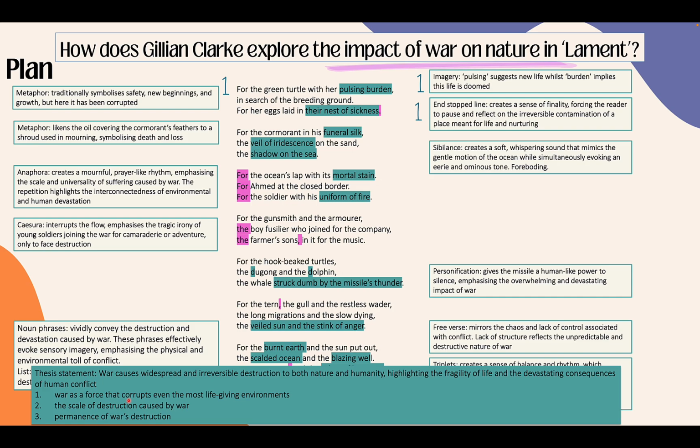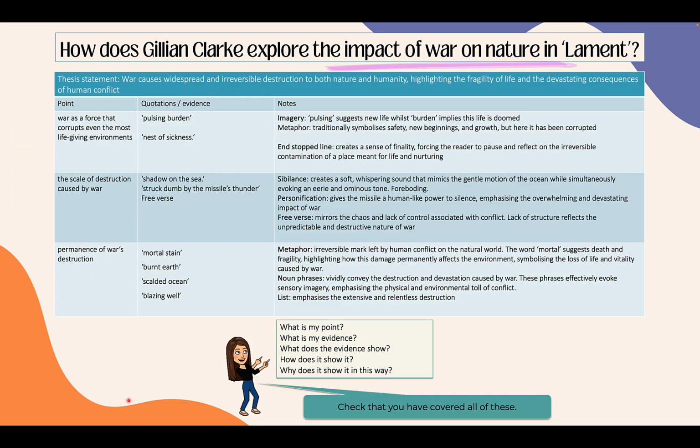So this is what we kind of ended with at the end of part 1. And then we also had this plan. Now remember, I said to you, I'm not suggesting that you rewrite everything out. This is just me pulling all of my notes and my points together so you can see exactly where my essay is going. So you can see I've got 3 points here. I've got between 2, 3 quotations for each. Here I've got 4 quotations. So I've got a range.